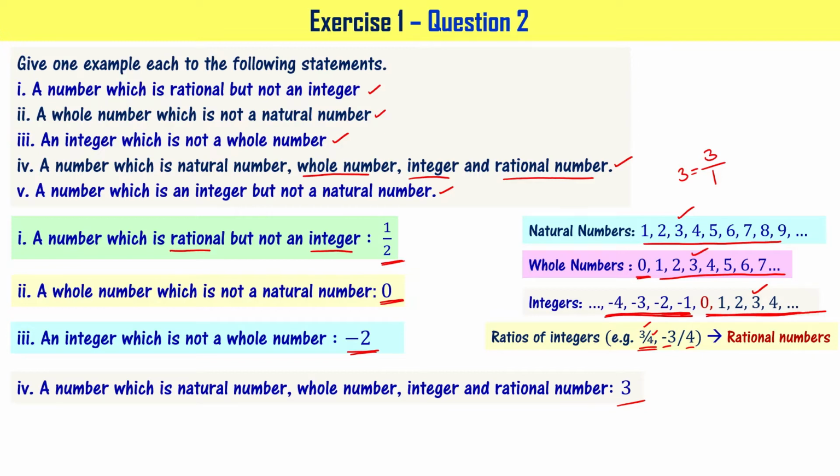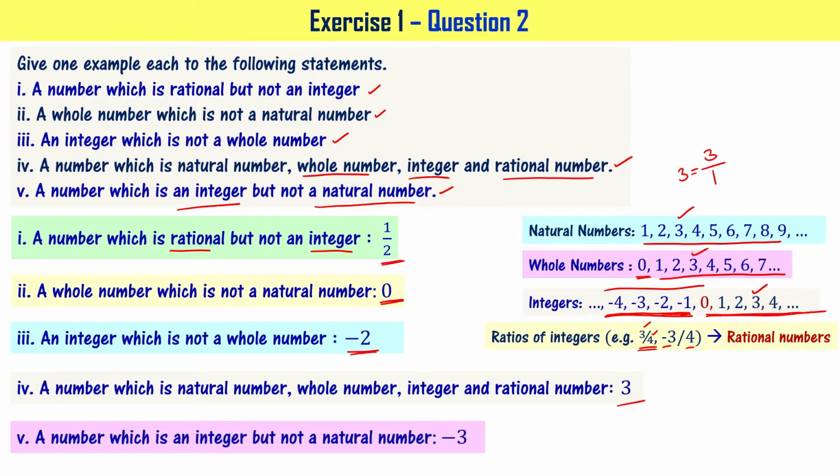Now, the last part of the question is a number which is an integer but not a natural number. You look at this. Integers from 0 to -1, -2, -3, -4 and so on are integers, but they are not part of the natural number series, right? So to answer the question, we can pick any of the negative numbers or 0 for that matter, but I have written -3 as the answer.